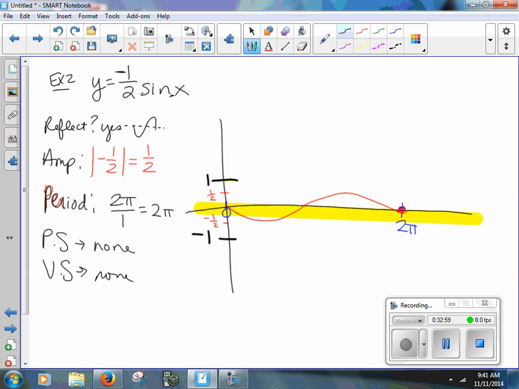Now, where's it passing through? It's passing through at pi. What's the minimum value of this one? Pi over 2. Pi over 2. And my maximum value is 3 pi over 2. Guys, are y'all with me on this or no? Yeah. Is this easy? Yep.